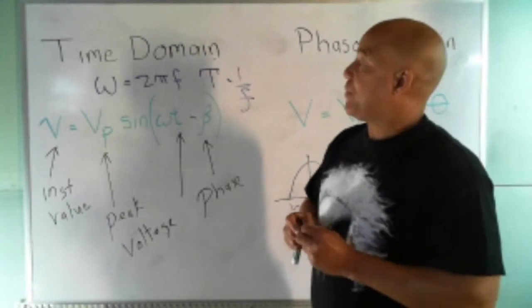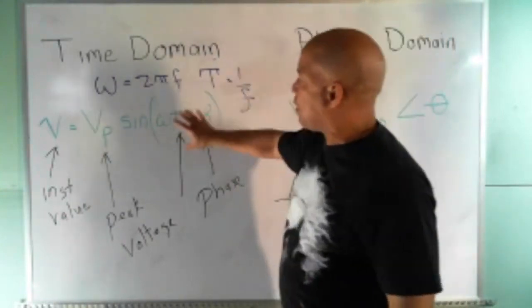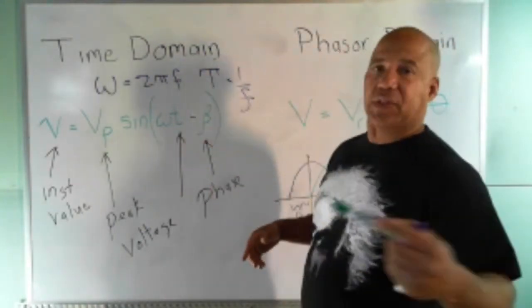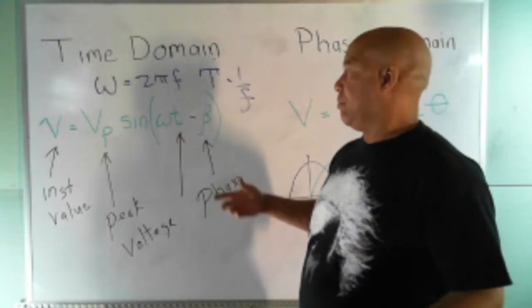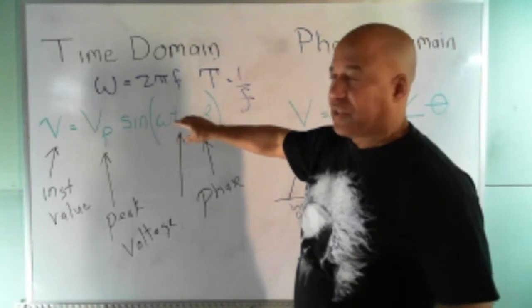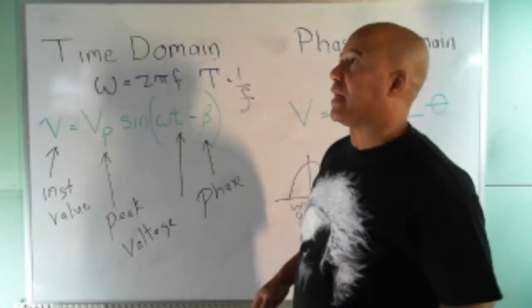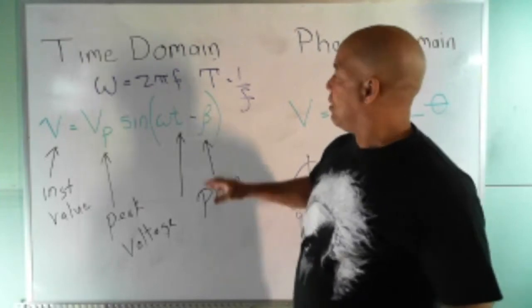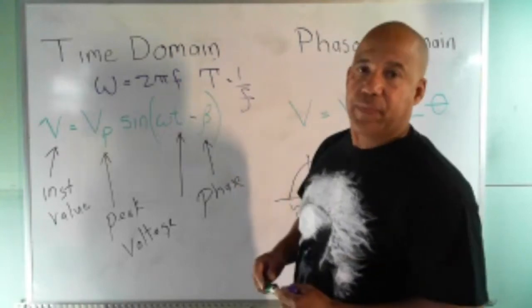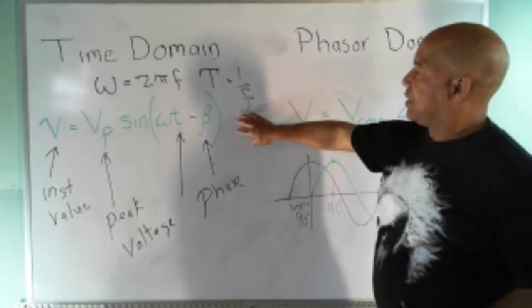The problem is the analysis. When I want to do an analysis with this big, funky expression, it's not easy to manipulate. If I want to do some of the stuff I did in DC, like even the Ohm's law calculation, it's kind of cumbersome with this equation. But imagine doing something like mesh analysis, or something like superposition with this equation. That would be terrible. And so we looked at another way of representing this.